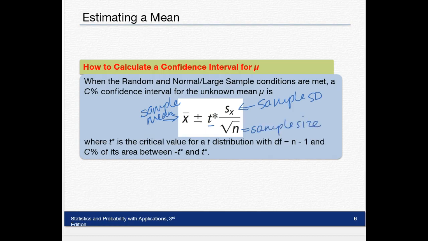Okay, so we're going to walk through this. Remember, when you do t star, you have to know degrees of freedom. So remember, degrees of freedom is n minus 1. And it's going to give you an area under the curve. So it's going to look a lot like proportions. We just have to remember to use t star instead of z star.